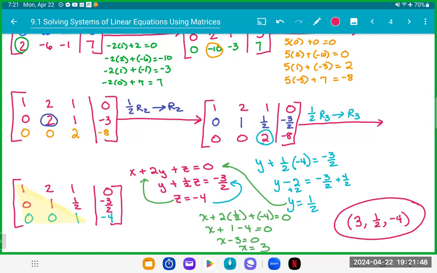If you did the same exact process that you learned last week by using the substitution and addition methods to eliminate things, you would get the exact same solution to this problem here. Okay, question.